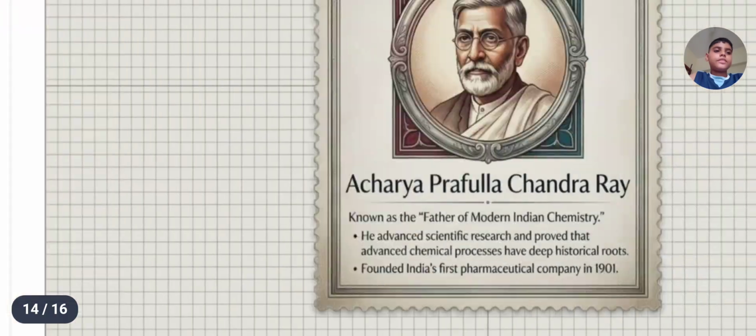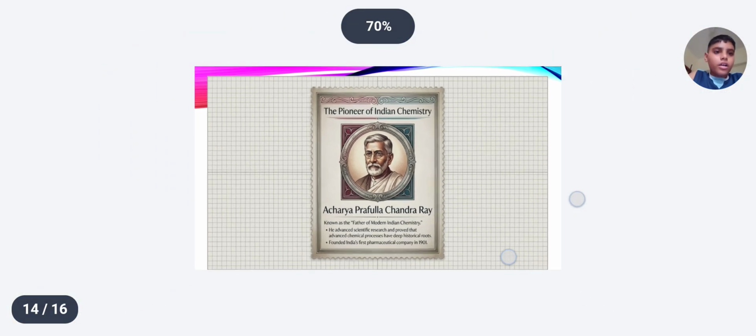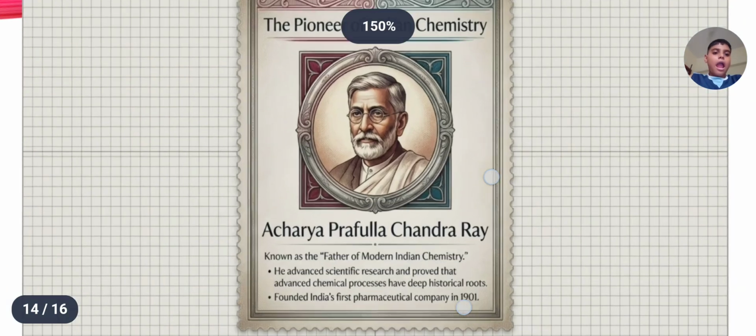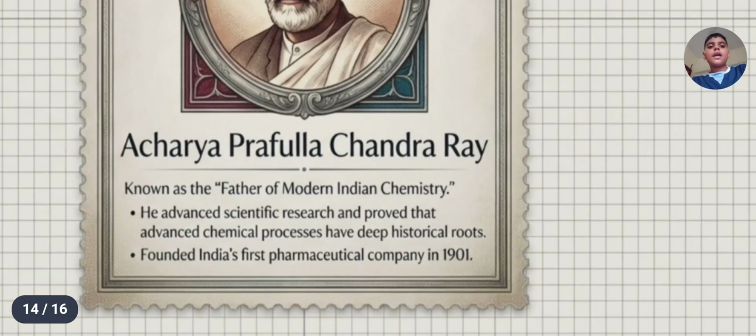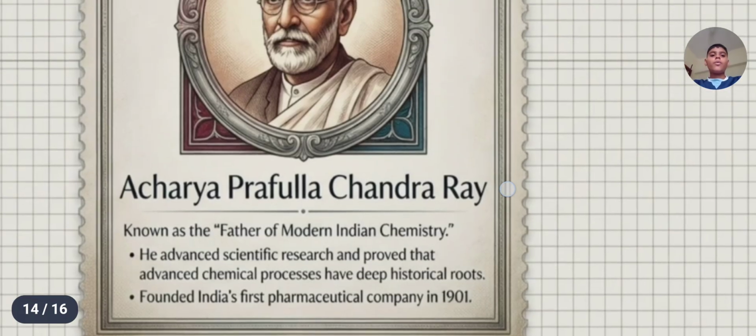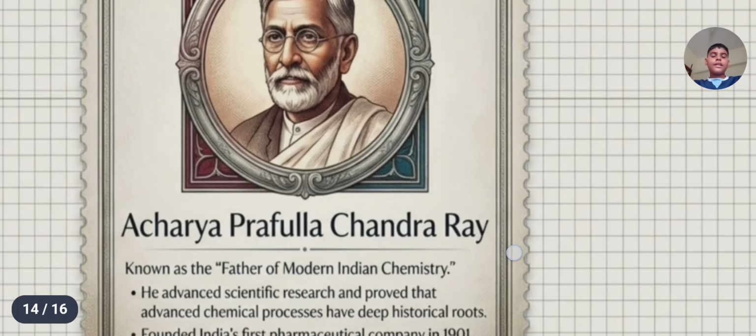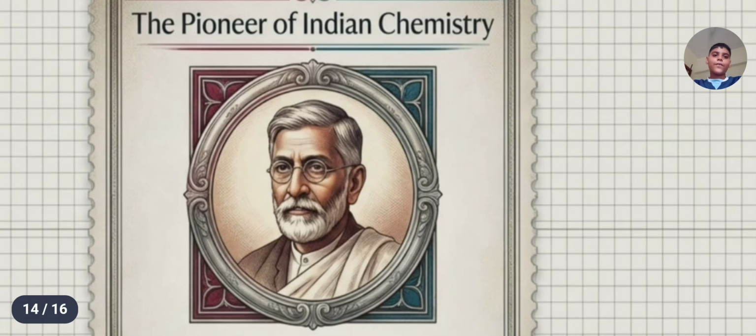So I gave you seconds. Now we will read about a great scientist, the pioneer of Indian chemistry. This was Acharya Prafulla Chandra Ray, known as the father of modern Indian chemistry. His advanced scientific researches proved that advanced chemical processes have deep historical roots. Founded India's first chemical company in 1901.